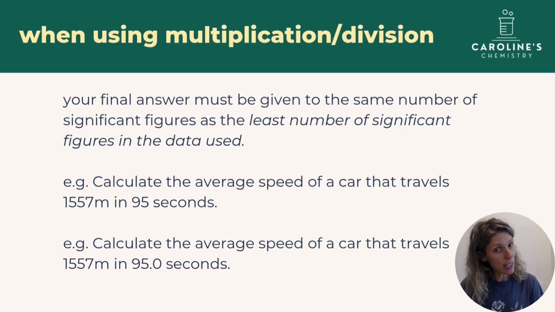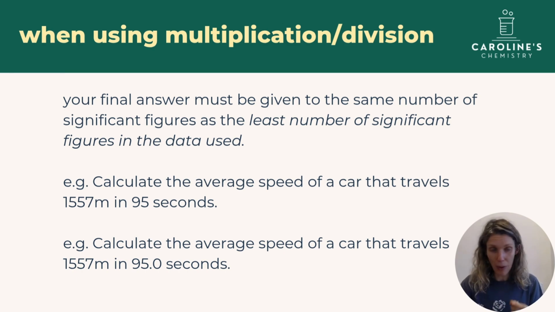To find the speed, I do the distance divided by the time, which gives me an answer of 16. Now, 16, 1/6, that's 2 significant figures. And I have to give my answer to 2 significant figures because the 95, that's the lowest number of sig figs. That's also 2 sig figs.